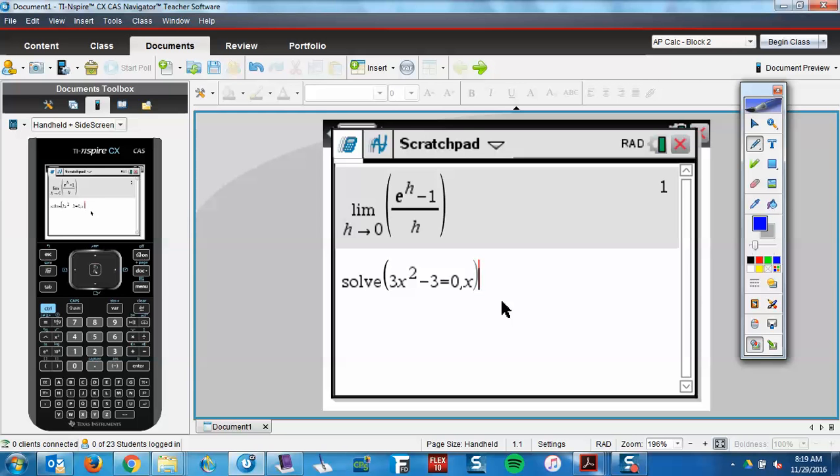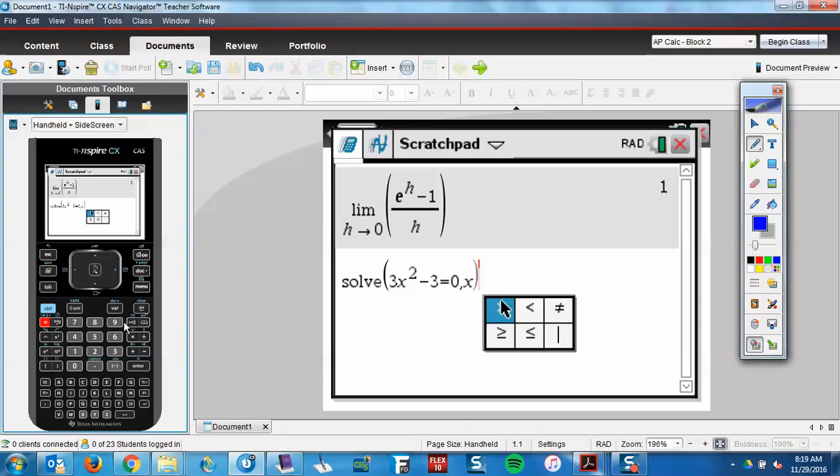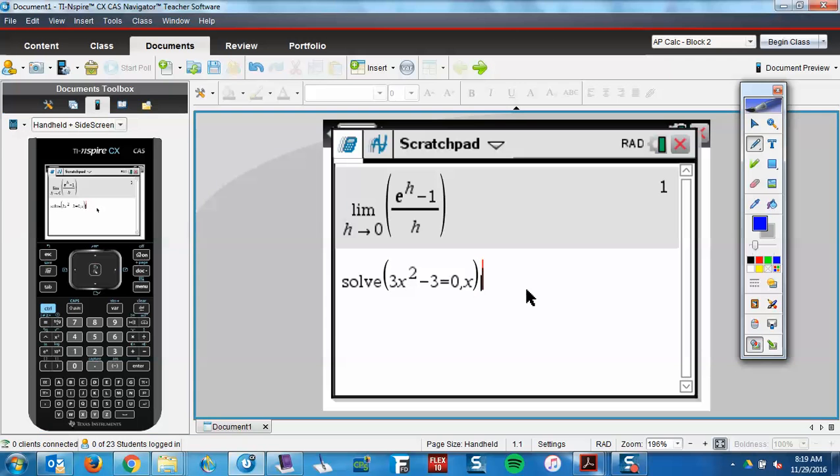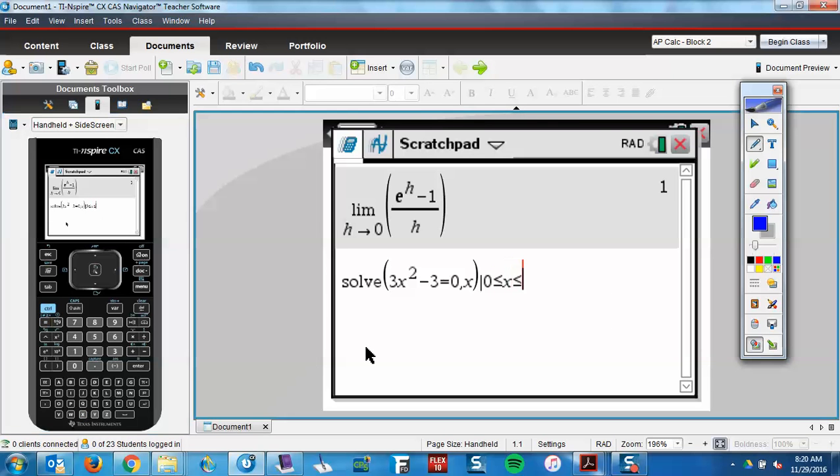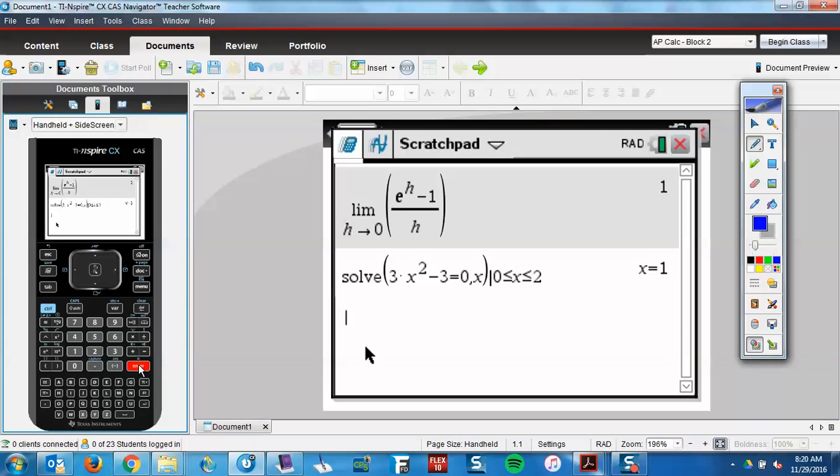Matter of fact, that's the one that is tricky for a lot of people, it seems like every year, because not everybody's as comfortable with the trig values as we need to be. But this is where we use that vertical bar outside of the solve, and we were doing it with sine to be between 0 and 2 pi. Well, this is the same thing. We want to be between 0 and 2. So I can go less than or equal to x less than or equal to 2, and then tell it to solve, and then it just gives me that 1. So it doesn't give me the negative 1.